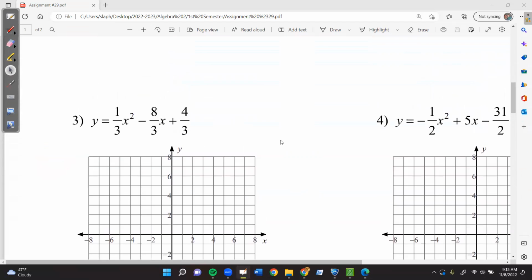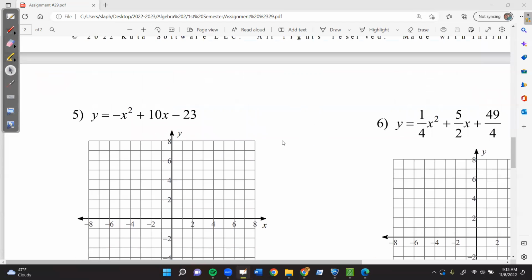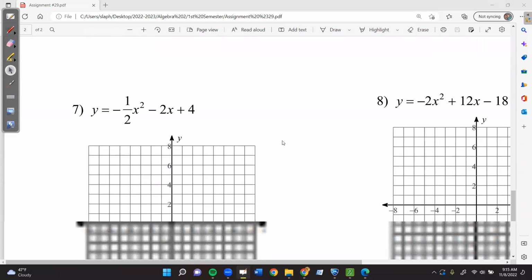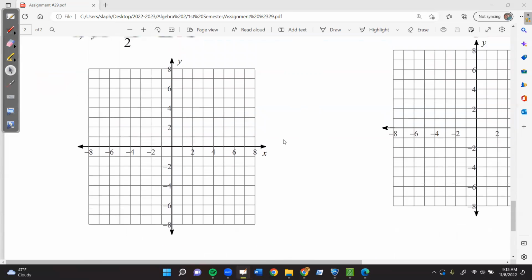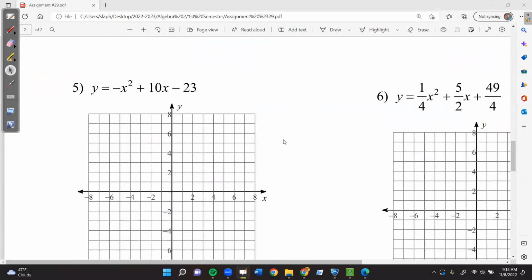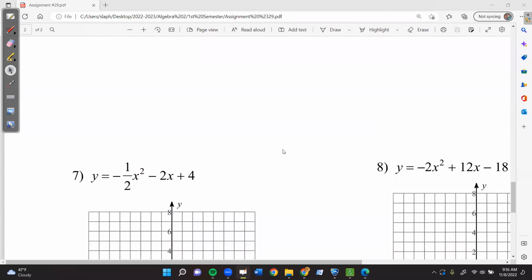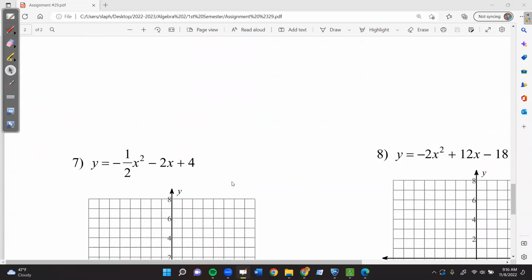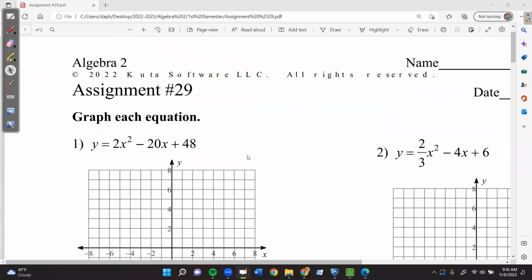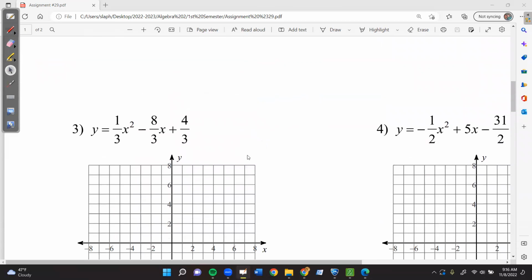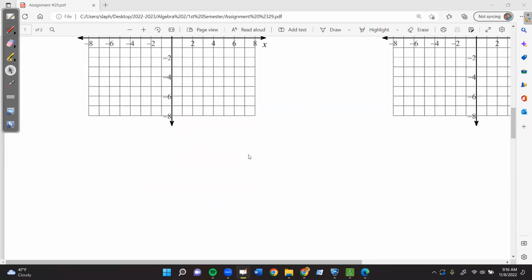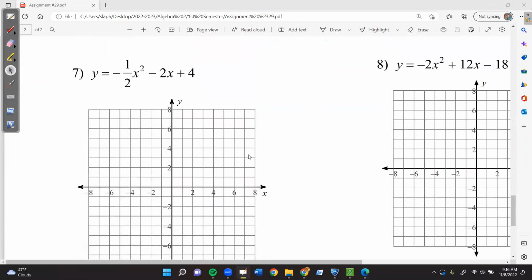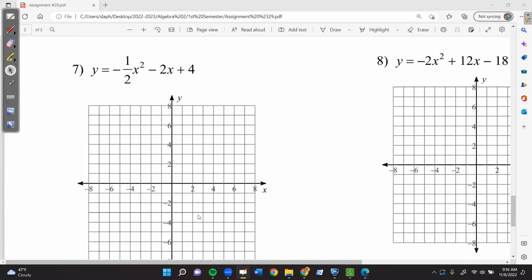So let's go hunting for something else that's interesting. How about, does 6 look bad? I wanted to do something like number 7 just because it opens downwards. So I'd let you choose between 4 and 7. You guys pick. 7's fine with me.